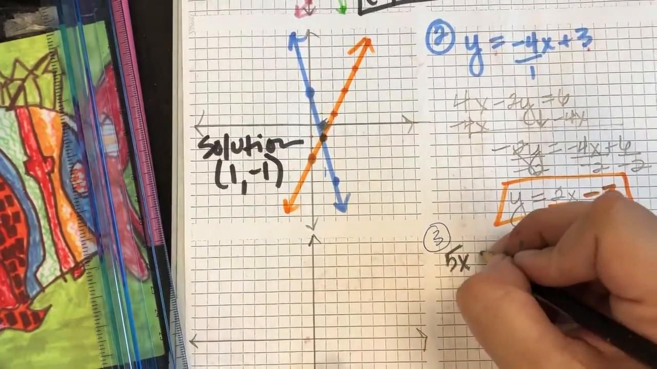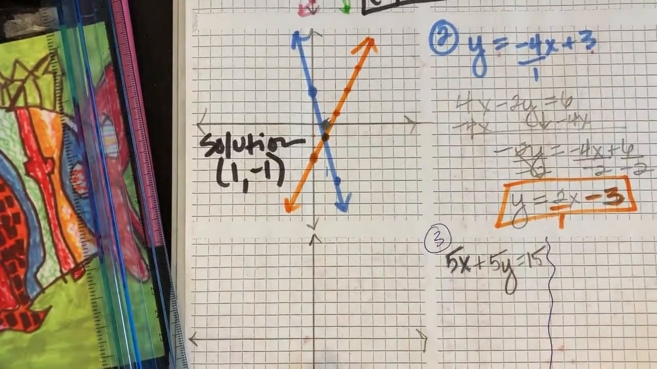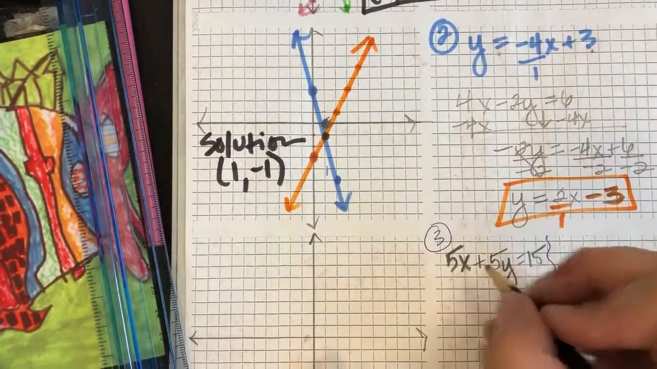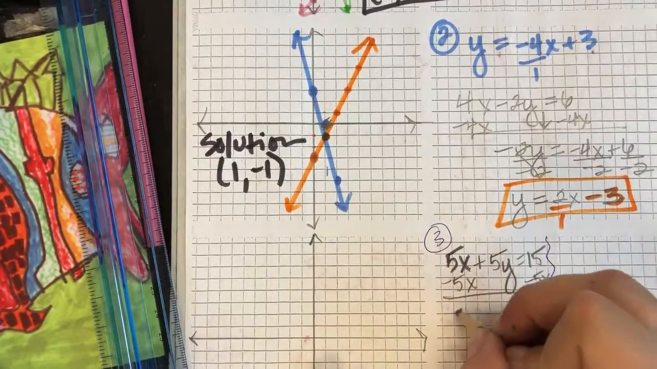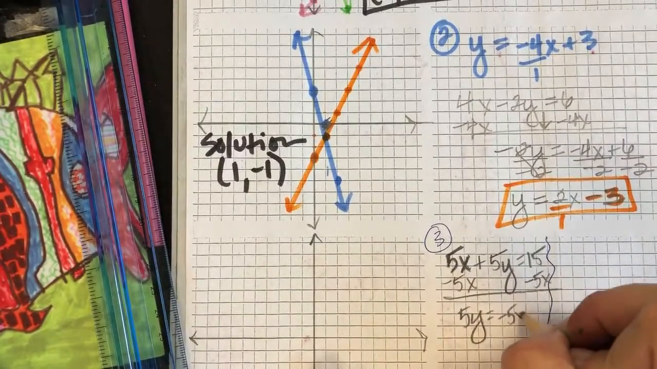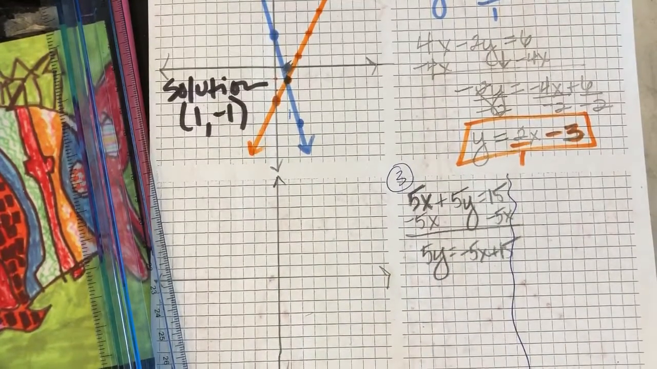5x plus 5y equals 15. That's one of them. I've got to solve it for y. I'm going to take 5x away from both sides. 5y equals negative 5x plus 15. Then I've got to divide everything by 5.